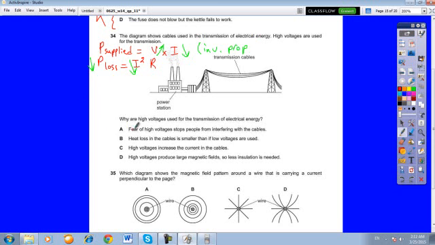A. Fear of high voltages stops people interfering with cables. This is wrong. B. Heat loss in cables is smaller than if low voltages. Yes, when the voltage is high, the heat loss is smaller than when the voltage is low. Right, so it is B.